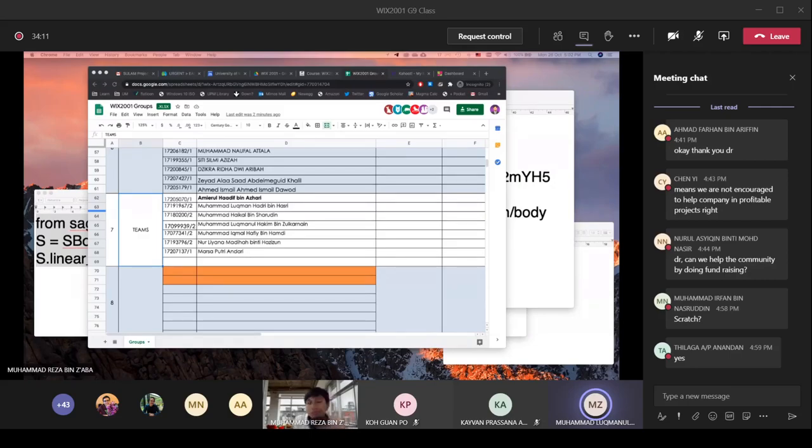Yeah, so our group already contacted the NGO. We are planning to do teaching with math and science or IT related subjects. Our progress is that we have to make a draft for a proposal and then submit it to you, and if you approve, then we settle down with the NGO.